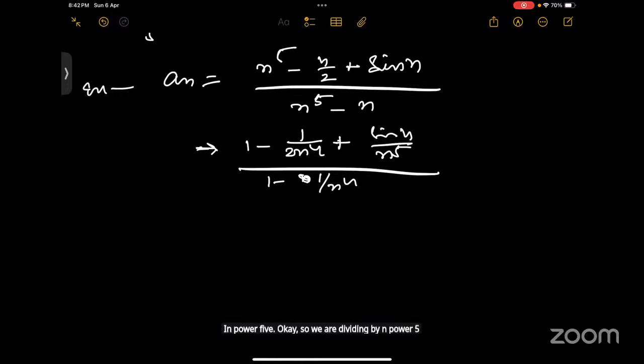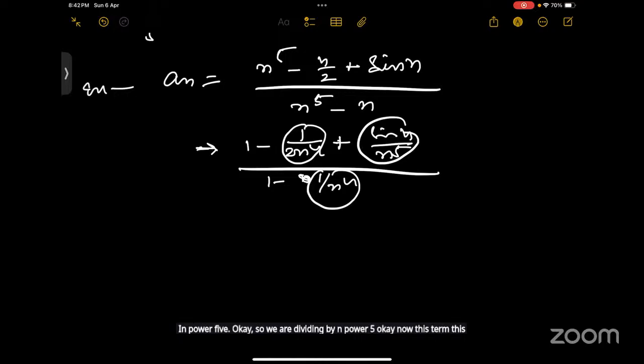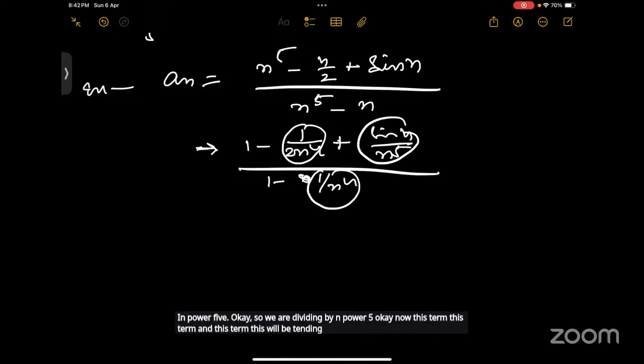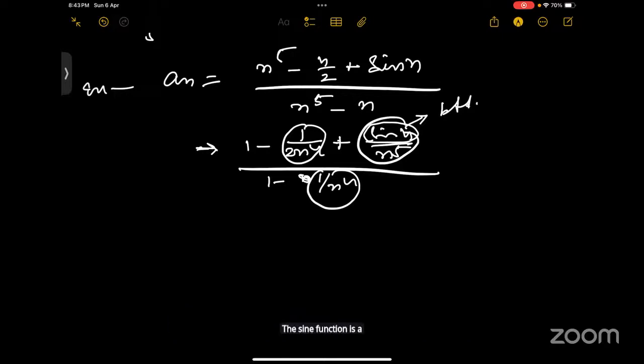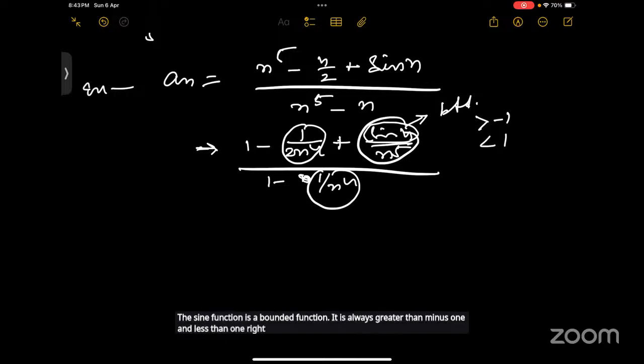Okay. Now this term and this term will be tending towards 0 when n is tending towards infinity, right? This is because the sine function is a bounded function. It is always greater than minus 1 and less than 1, right? So we have a bounded function divided by some infinite term. That means it will again be tending towards 0. So we will have 1.